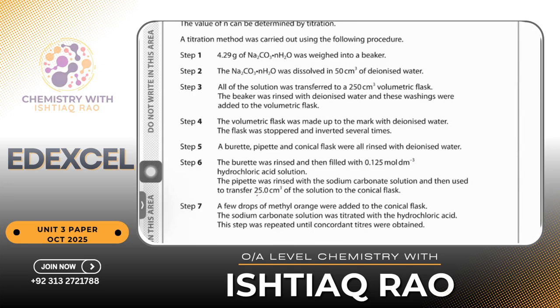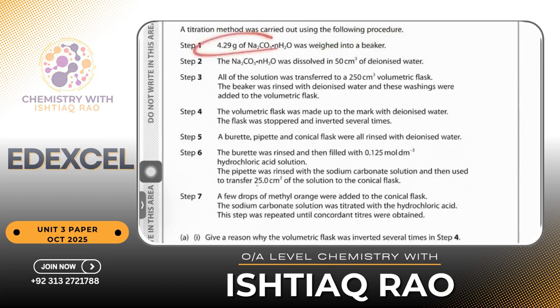Now, washing soda is hydrated sodium carbonate. Okay, the value of n can be determined by titration. The titration was carried out using the following procedure. They have weighed 4.29 grams of sodium carbonate in a beaker. Like I have taken a beaker in which I have 4.29 grams of sodium carbonate, then dissolved in 50 cm cubed deionized water, DI water. That's pure water, 50 cm cubed water.